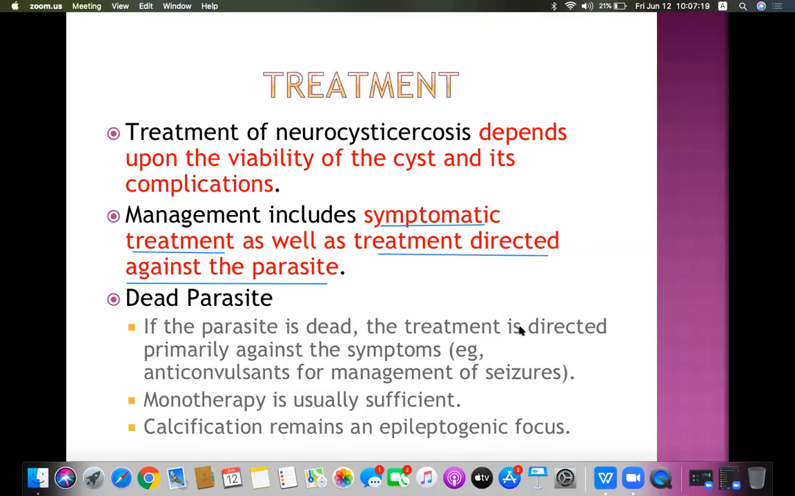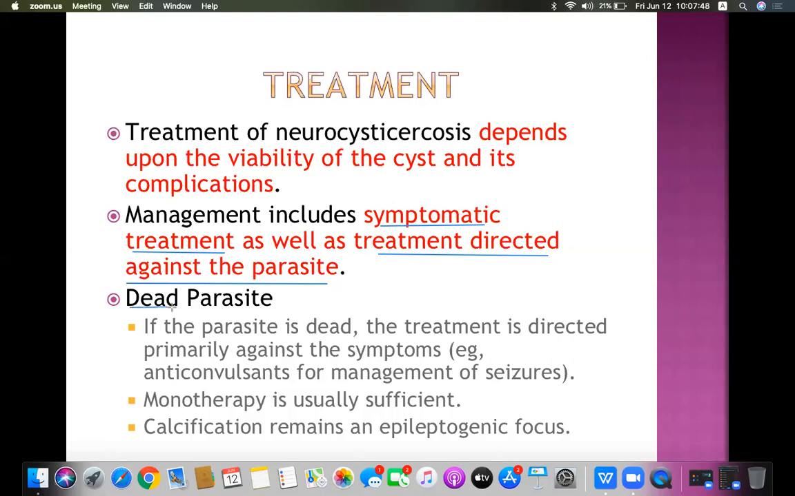Now, if the patient is having seizure, we give anti-seizure medicine or anti-epileptic drug. This is symptomatic management. If the patient is having raised ICP, we give certain drugs to decrease the raised ICP, like mannitol. Mannitol is one of the important drugs, and dexamethasone is another important drug. So these can be considered symptomatic treatment here.